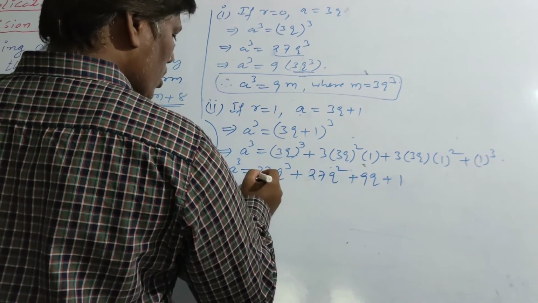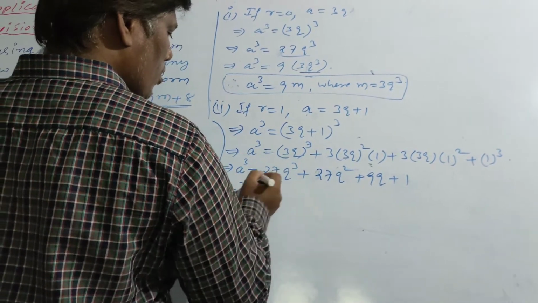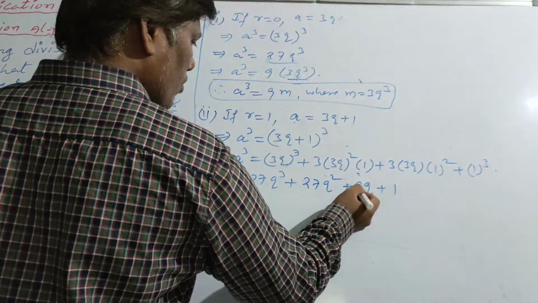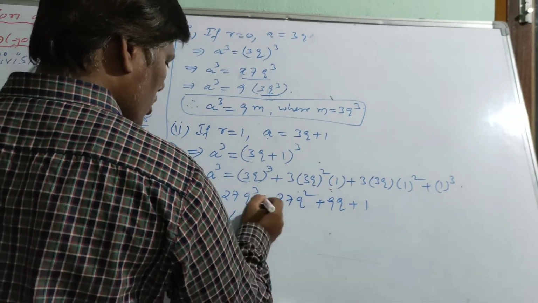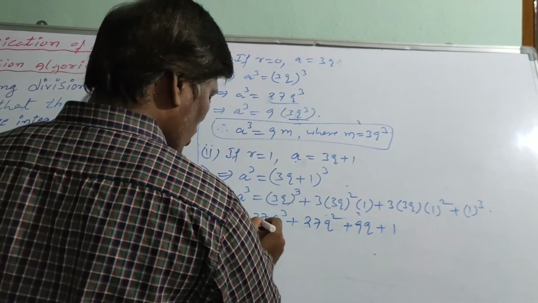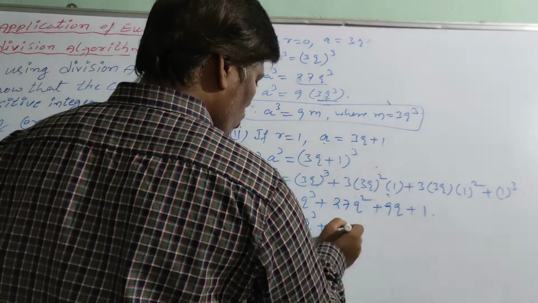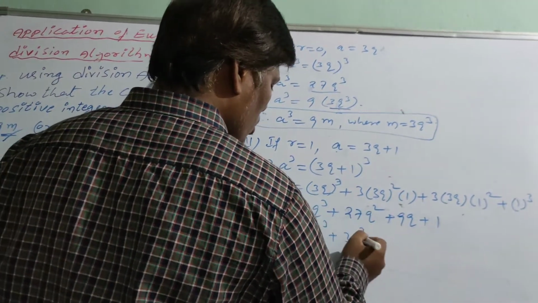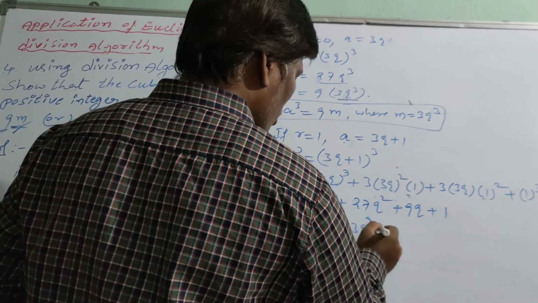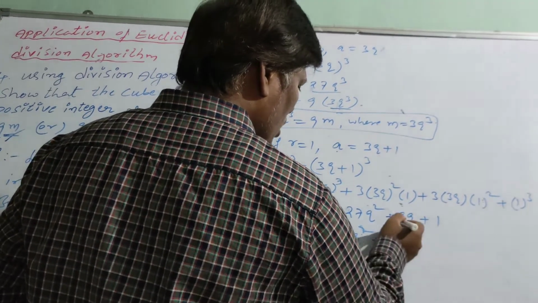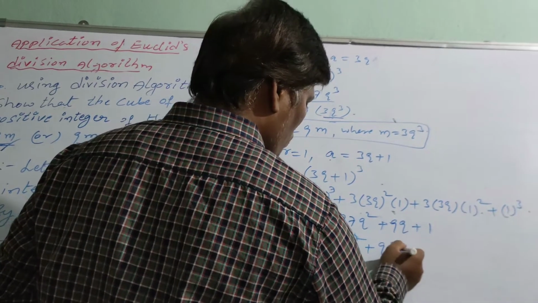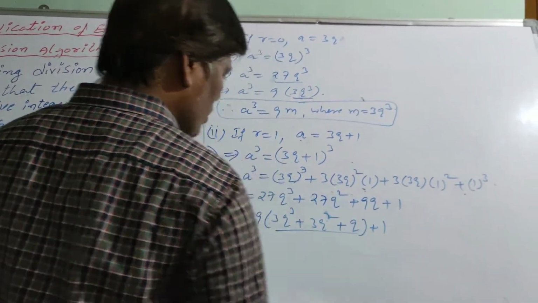So clearly 27 is a multiple of 9. 9 3 is 27, 9 3 is 27, 9 1 is 9. So you can take 9 common in these 3 terms. So then what we will get? 9 into 3q cube plus 3q square plus q. We will get this.